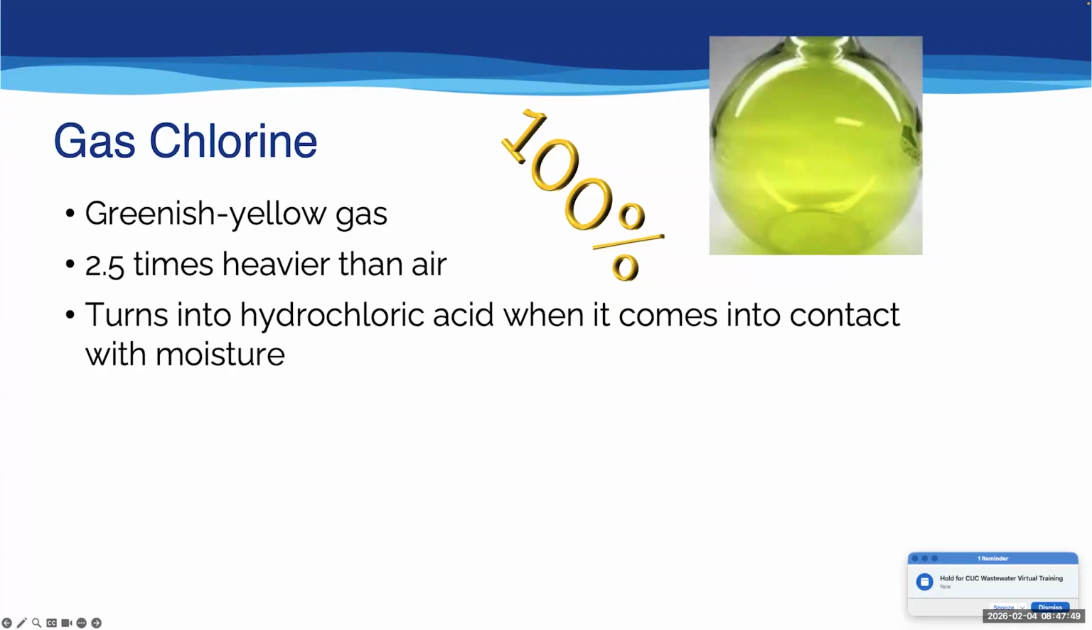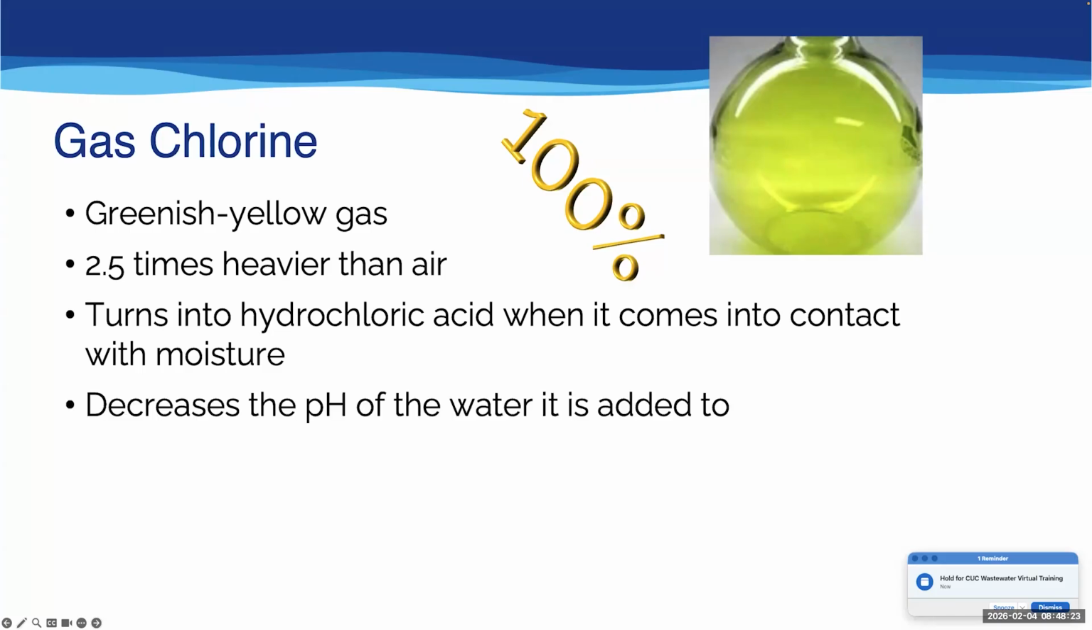Chlorine gas turns into hydrochloric acid when it comes into contact with moisture, like in your lungs or your mouth or your eyes. This is what makes it so deadly. It turns into one of the strongest acids around when it comes into contact with you, and it does damage very, very quickly. If you are a fan of History Channel, you probably know that chlorine gas was used in World War I to kill soldiers. It is very effective at killing people, so you do not want to mess around with this stuff.